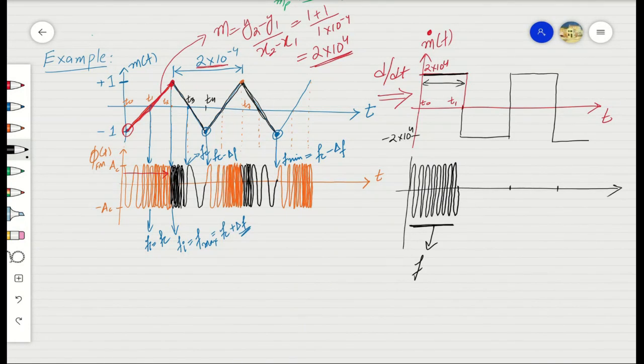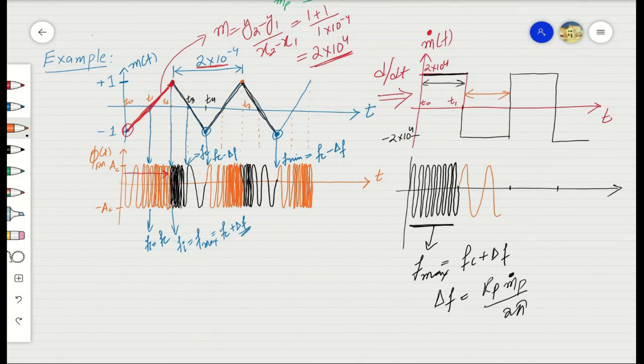will be generated. That was f max, which was equal to fc plus delta f, where delta f represents the peak frequency shift experienced in the carrier's frequency, which was equal to kp times the peak amplitude of the derivative of the information signal divided by 2 pi. Similarly, for this span where the amplitude of the derivative of the information signal is at the negative peak value, a low frequency of the carrier signal will be generated.